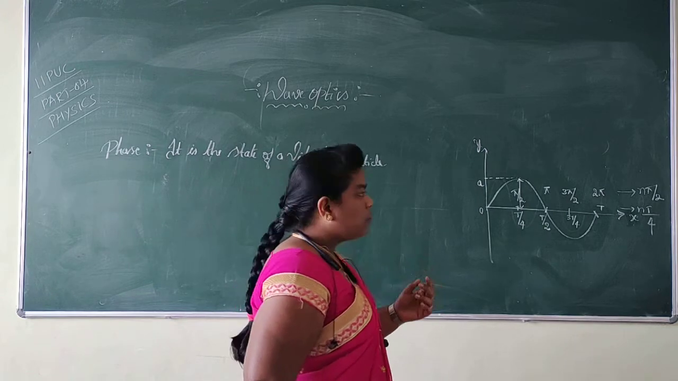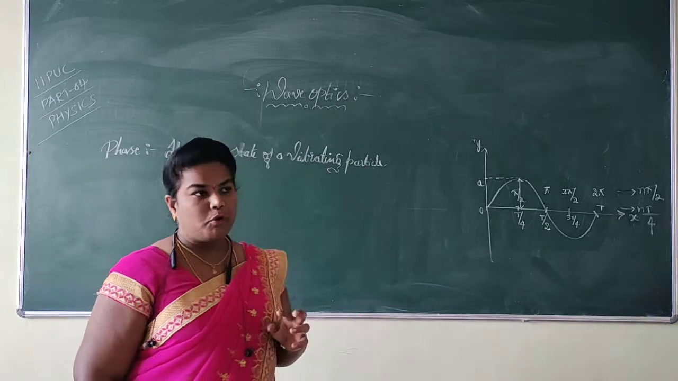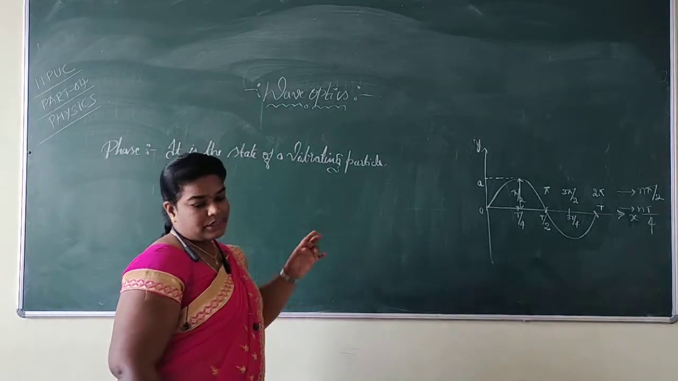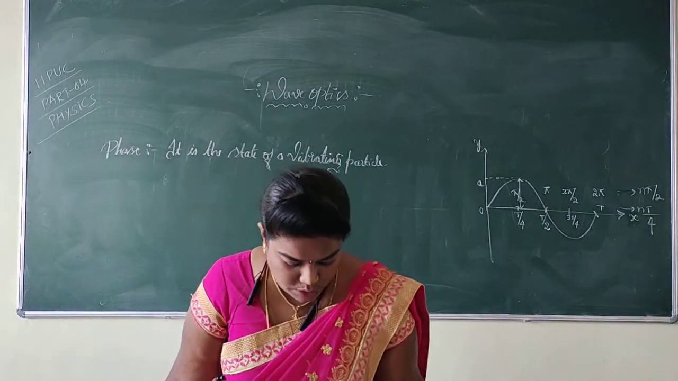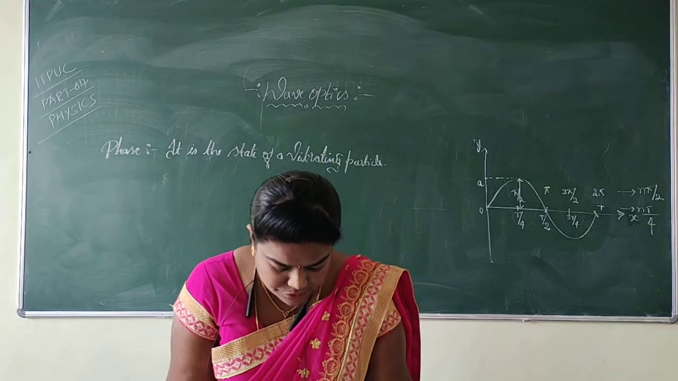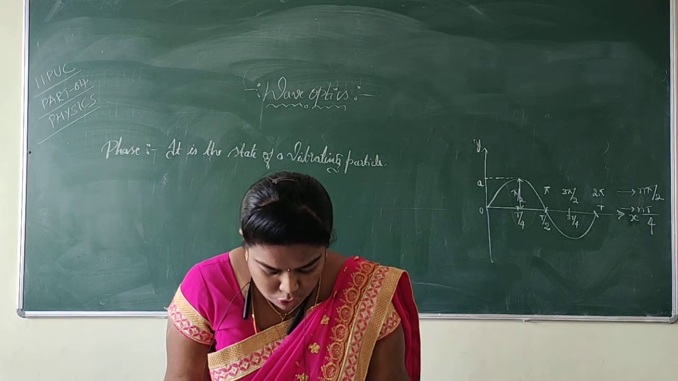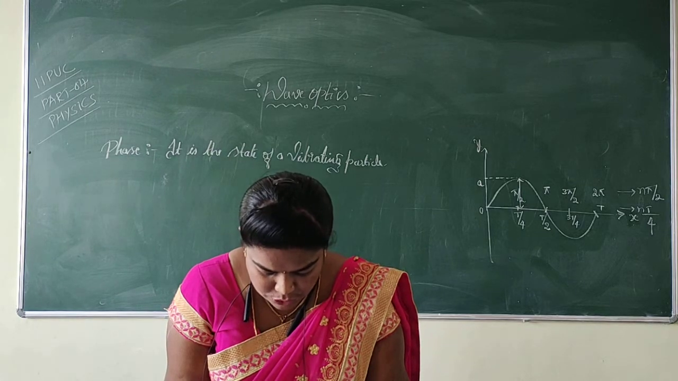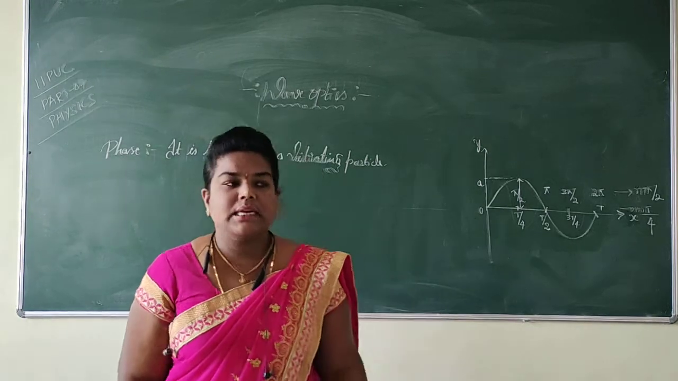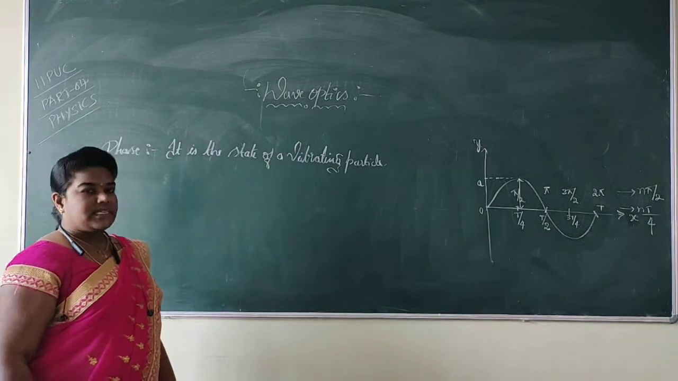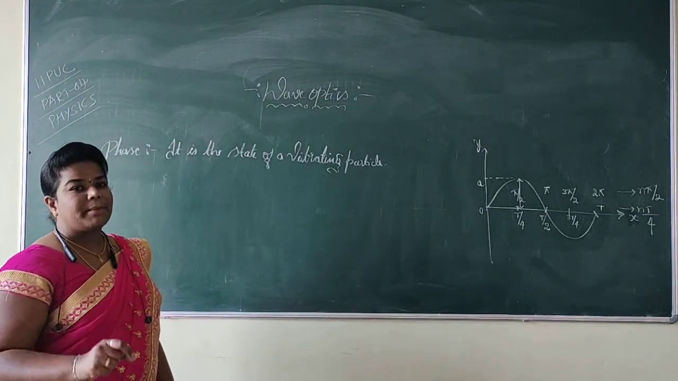You can take down one sentence after this diagram. Hope you have written the diagram in the previous class. After this definition, take down one sentence: the phase is represented as a fraction of time period over a fraction of 2 pi.